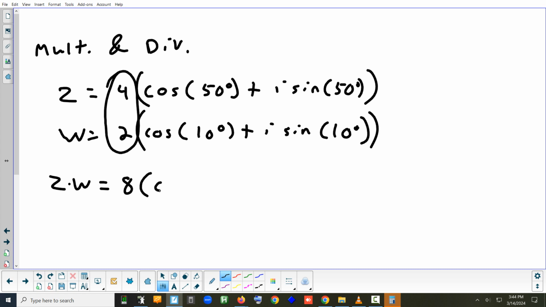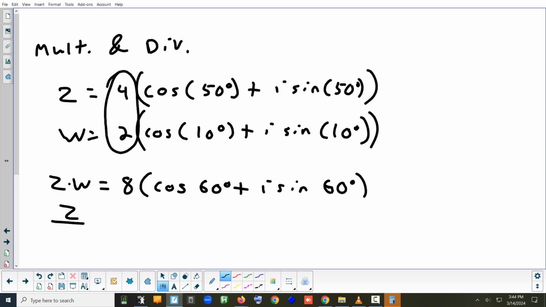Okay. So multiply the radii, and what would that give you? 8. So 8. And what do we do with the two angles? Do we add those together? Add those, and that would give you cosine 60 plus I sine 60. Yep. And that's it. That's how you multiply them together.